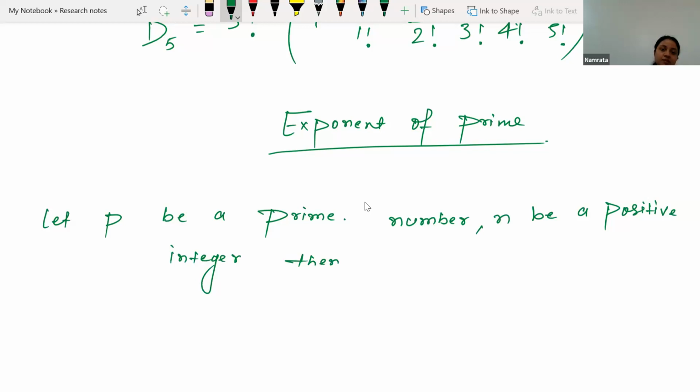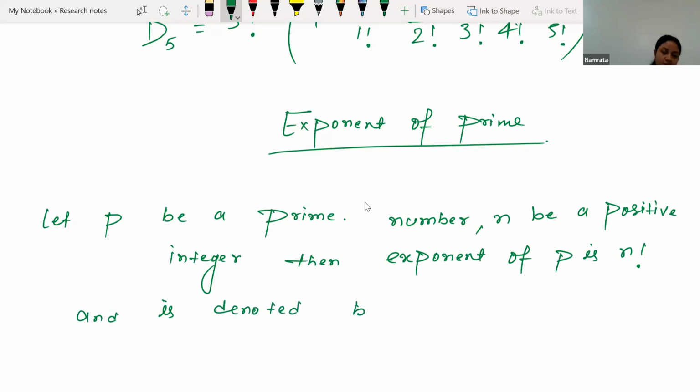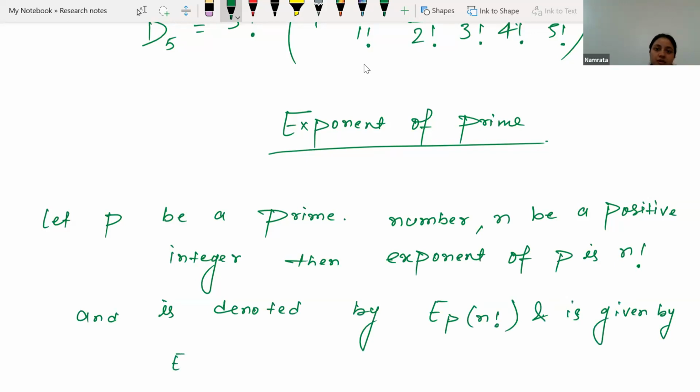Then the exponent of P in n factorial is denoted by E_P(n factorial) and is given by the following formula.